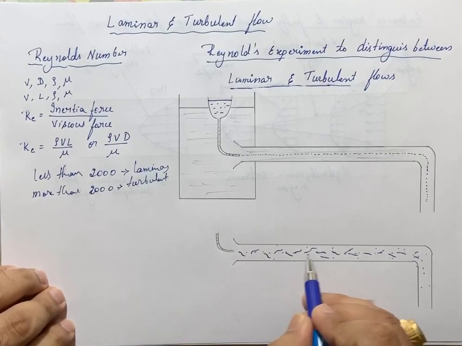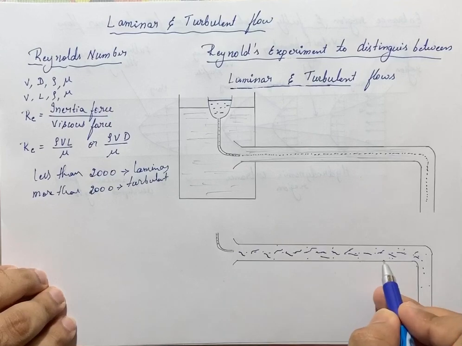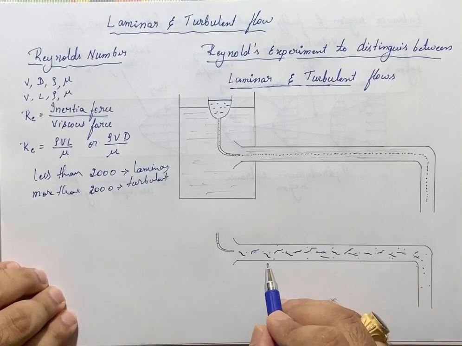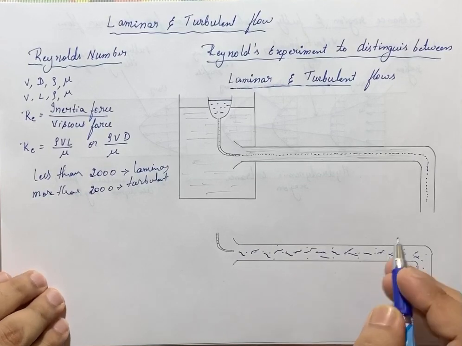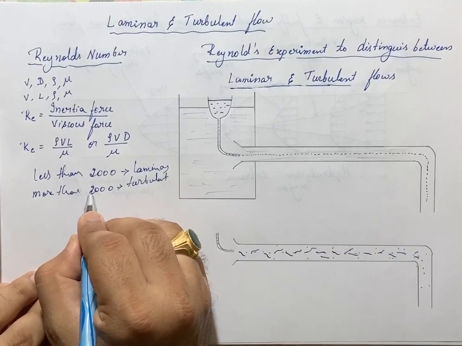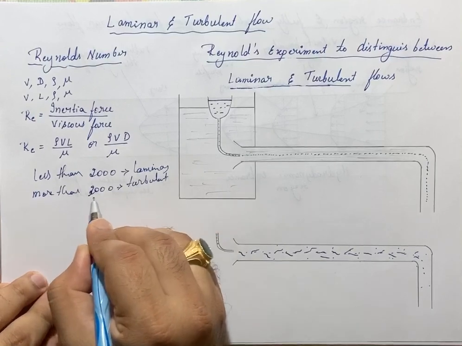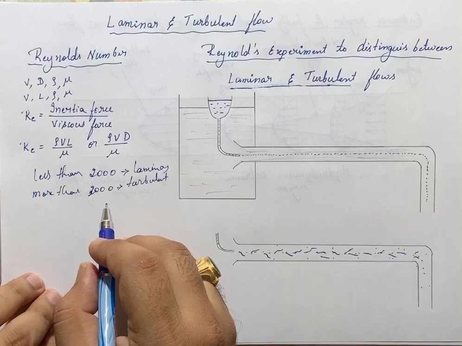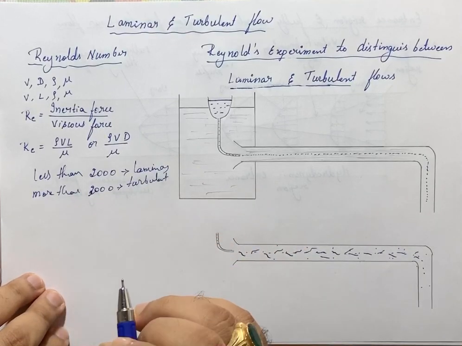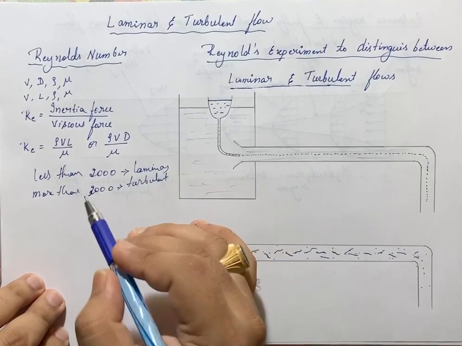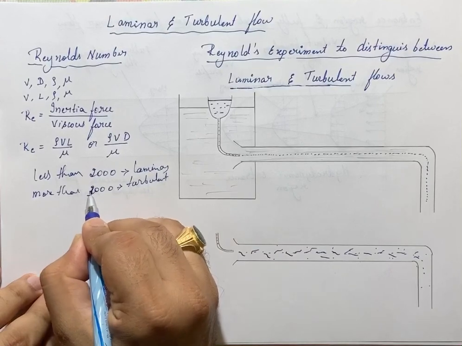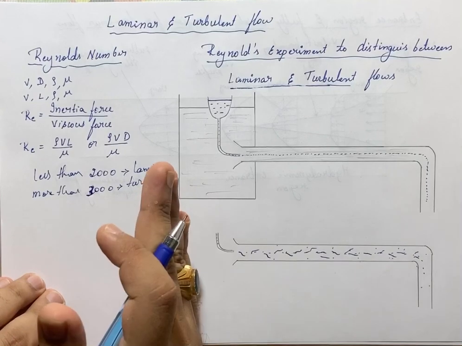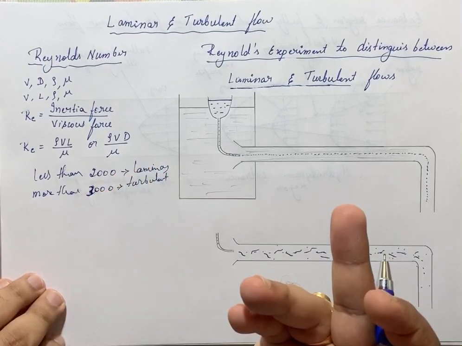If the mixing is more, then he told the flow is turbulent. In most cases we take turbulent flow as Reynolds number more than 3000. When the Reynolds number is more than 3000, the flow is turbulent. From 2000 to 3000, he told the flow is a transition, that means converting from laminar to turbulent here.